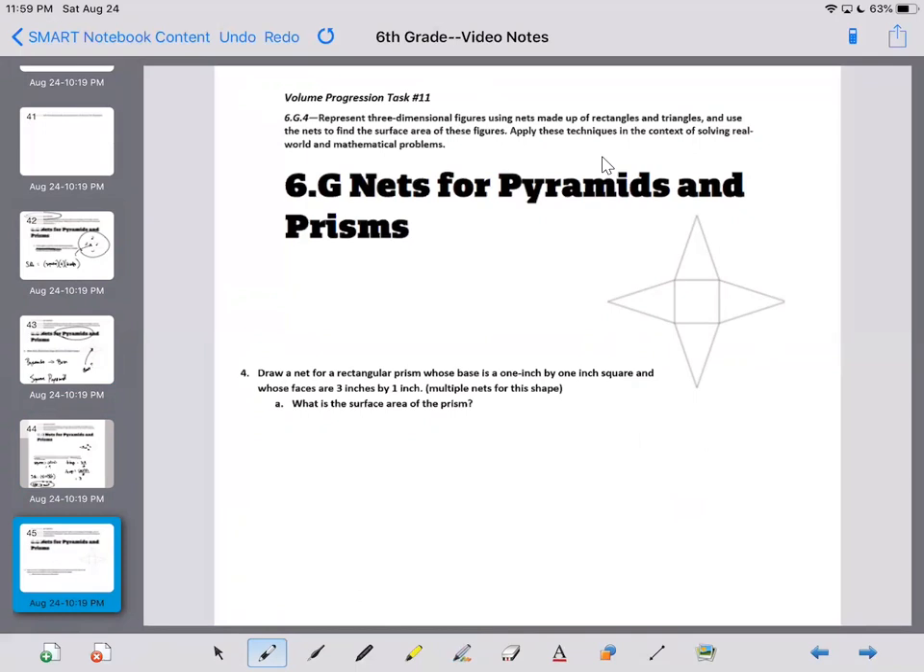What's the area of one triangle, multiply it by how many triangles you have, and then we want to add in the area of whatever the base would be.